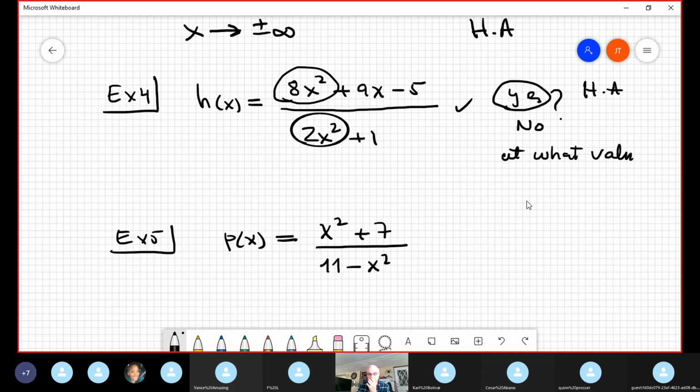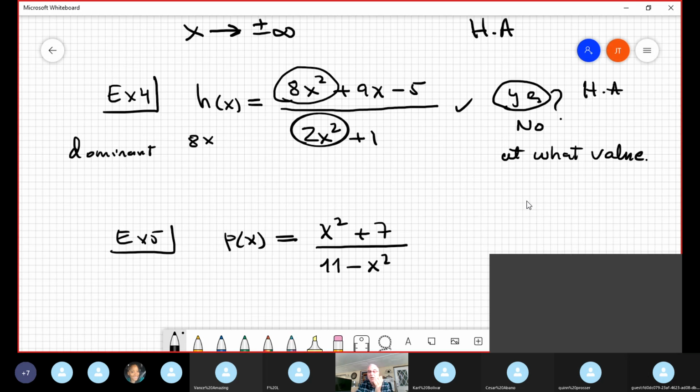That is my second problem. At what value? We apply the idea of the dominant term. What is the dominant expression in the top?